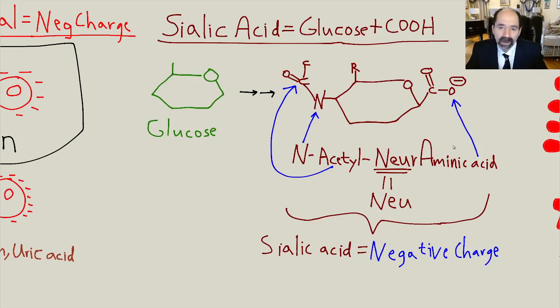You don't need to memorize this, but what you should remember is sialic acids have a negative charge. There's a deprotonated carboxylic acid, therefore there's a negative charge on this oxygen. And the neuraminic acid component is abbreviated NEU, okay? You're going to hear that again.